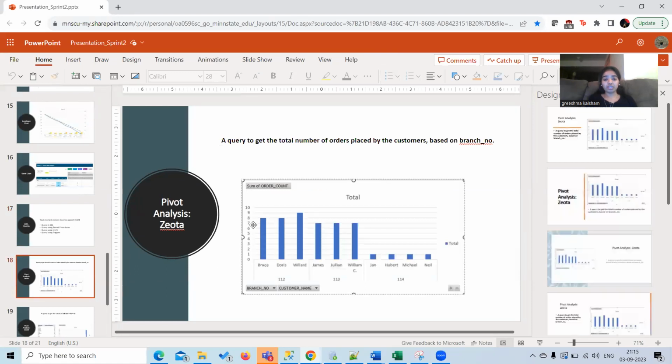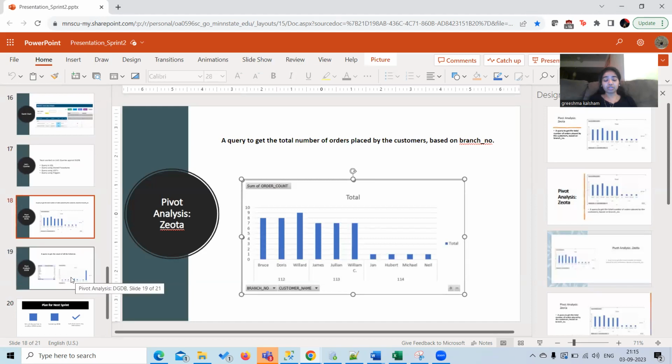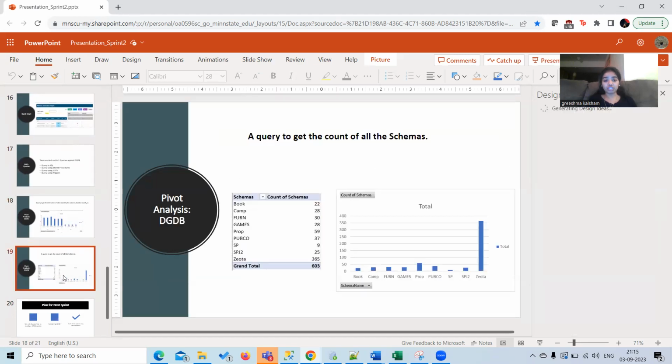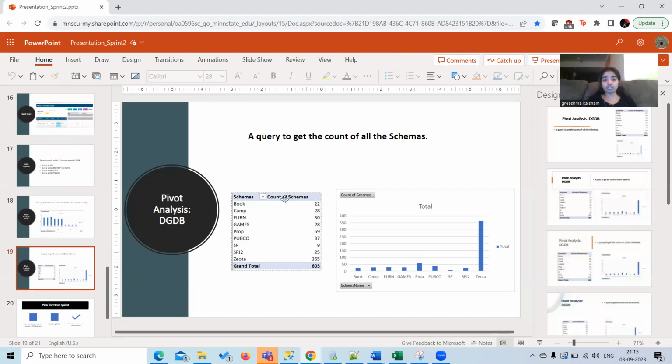After that, we tried doing pivot analysis for Ziota sales, where this is one of the examples where it shows the total number of orders placed by the customers based on the branch number, and this is how the chart looks. We did the same analysis for DGDB, which gets the count of all the number of schemas in the database.